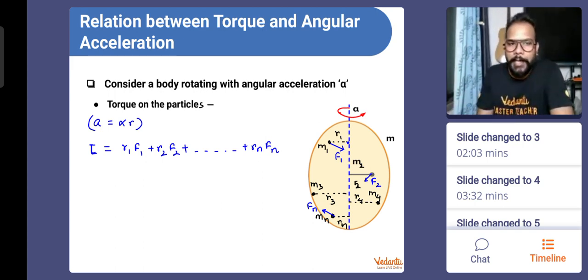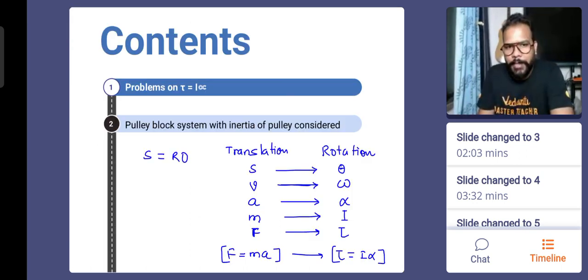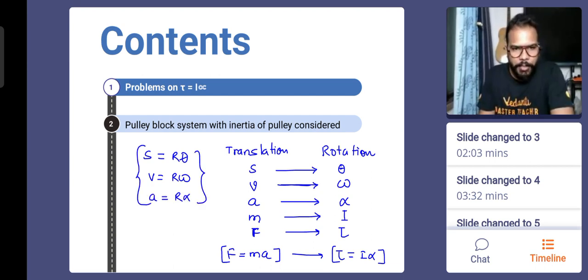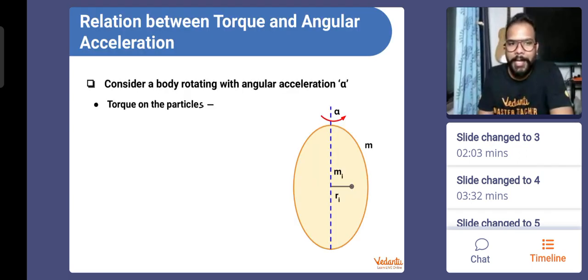Also the linear acceleration of the particles is given to be equal to alpha r. These three equations are always valid here. I forgot to mention it here. S will be equal to r theta, v will be equal to r omega, and a will be equal to r alpha. These are valid when rotation and translation are combined together, or when they are compared with each other. So in this case, we are speaking about a equal to alpha r.